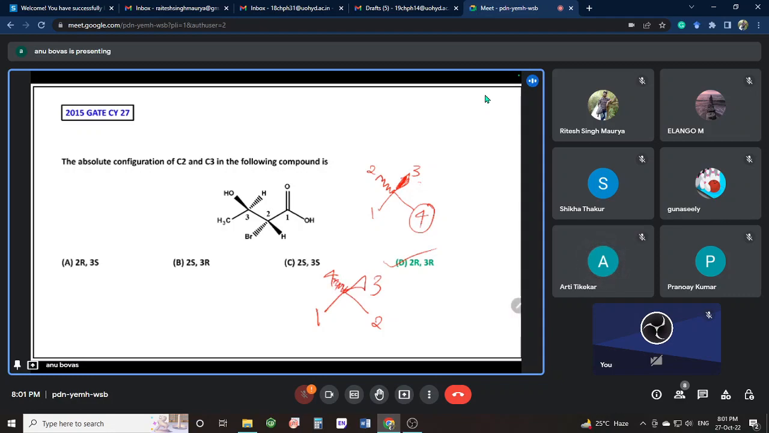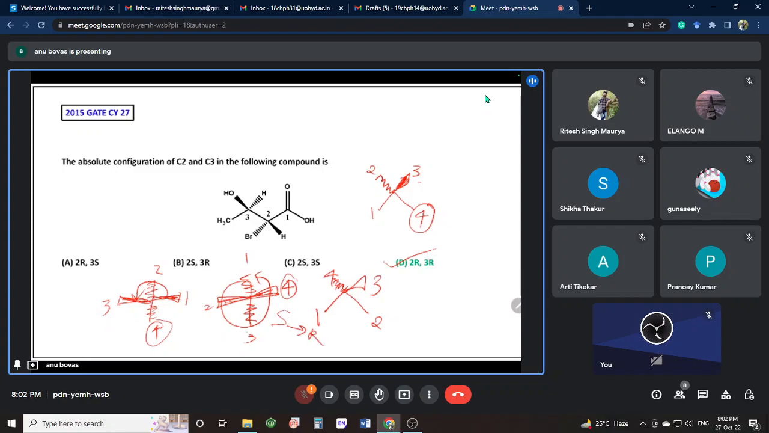Yes, ma'am. Okay. Or we have the Fischer projection also, right? If we have Fischer 1 2 3 4 and all, you can imagine the Fischer like this side to be wedged, pointing towards us, and this to be dash, pointing away from us. So in this case, if the fourth is in vertical position, there is no problem, you just have to draw. If the fourth position is here, it means whatever configuration we are getting, the actual configuration will be opposite to that. For example, in this case we have 1 2 3 counterclockwise, we are getting S, but since 4 is pointing towards us, the actual configuration will be opposite to that, R.